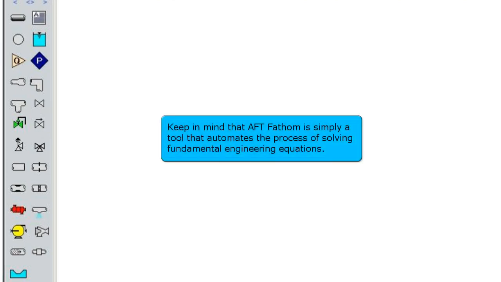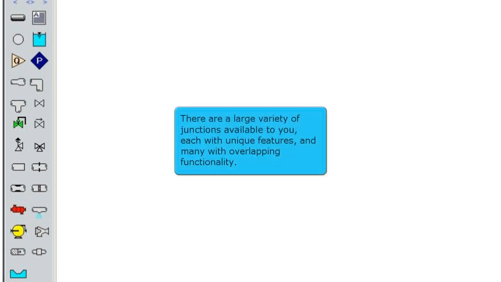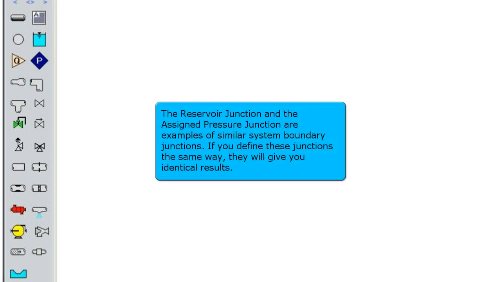Keep in mind that AFT Fathom is simply a tool that automates the process of solving fundamental engineering equations. There are a large variety of junctions available to you, each with unique features and many with overlapping functionality. The reservoir junction and the assigned pressure junction are examples of similar system boundary junctions. If you define these junctions the same way, they will give you identical results.